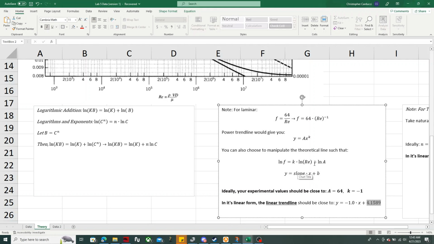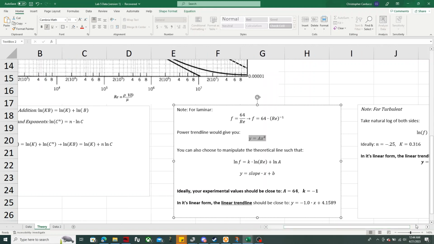Why am I doing this? Essentially, it's just another way you can look at data. Honestly, if you're comfortable using power trend lines and understand how power relationships work, not power dynamics, but power relationships, you can just comfortably use power trend lines. But this lab is kind of forcing you to look at your data in different ways that might be more palatable to others.